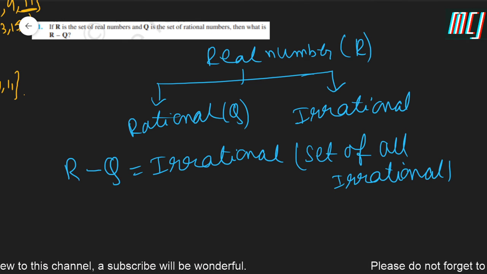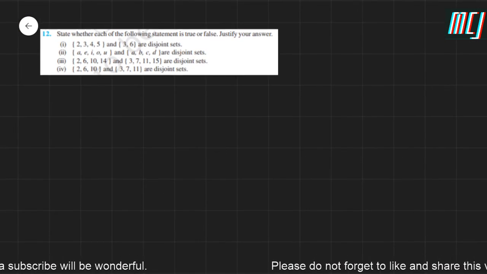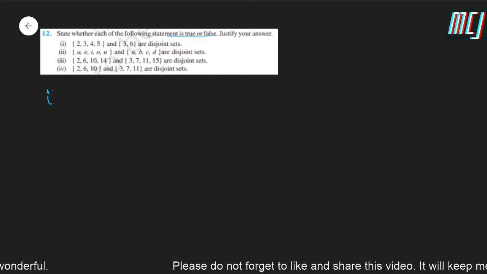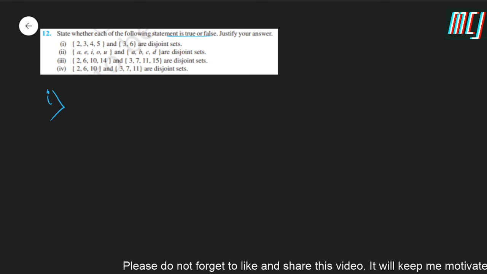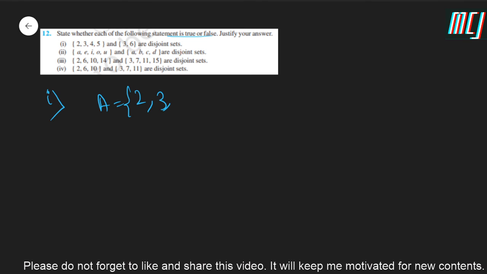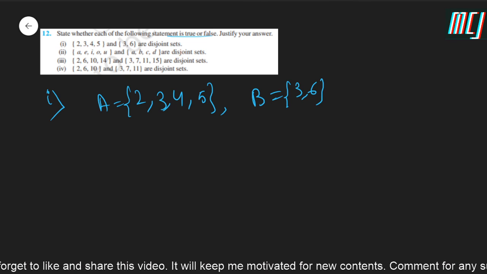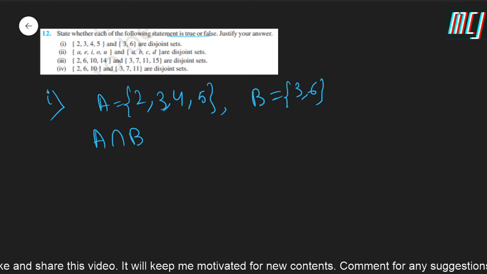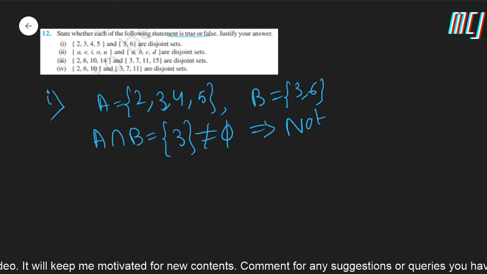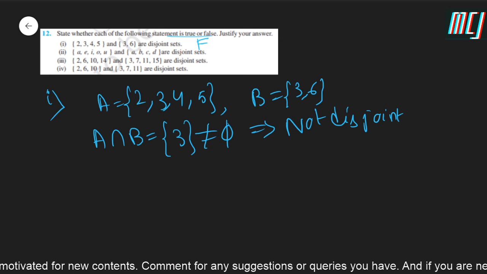And now the last question of this exercise, that is question number 12. Justify your answer. State whether each of the following is true or false. So disjoint sets, that means we need to check the intersection is phi or not. That is A equals 2, 3, 4, 5 and B equals 3, 6. So here A intersection B is equal to 3. That is not equal to phi. That means not disjoint. So first one is false.